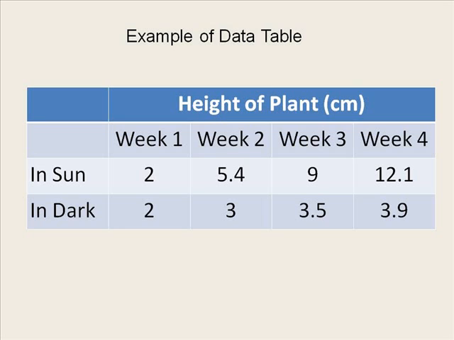If you look across the top of the data table, you will see height of plant in centimeters. That is our dependent variable. That is what we're measuring. And then you will notice in the other boxes how we tracked the growth of the plants, both in the sun and in the dark, through a 4-week period.